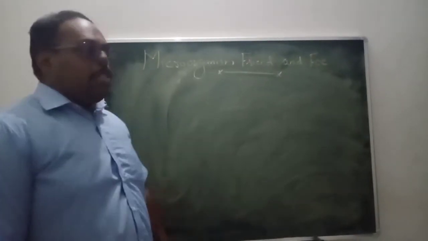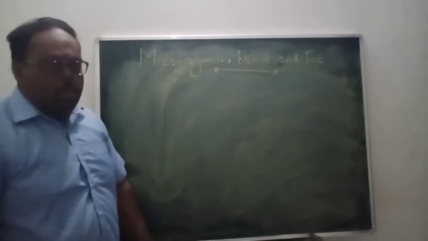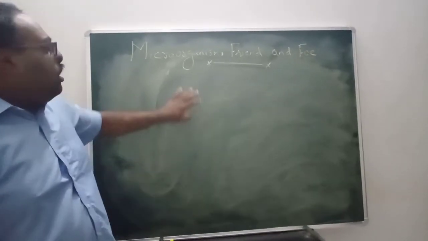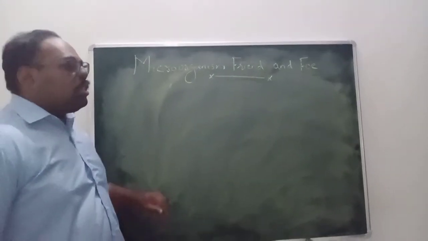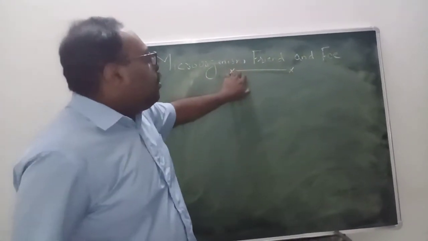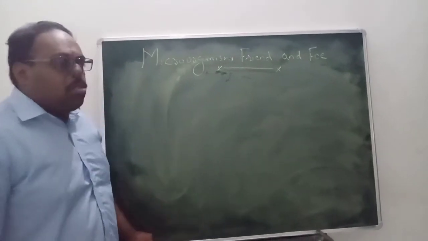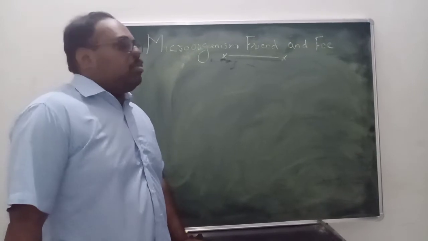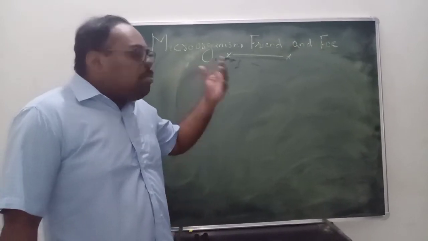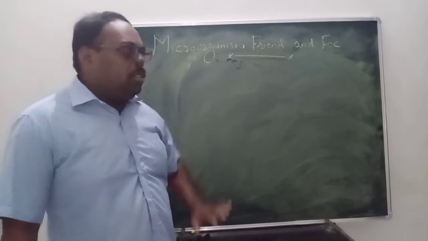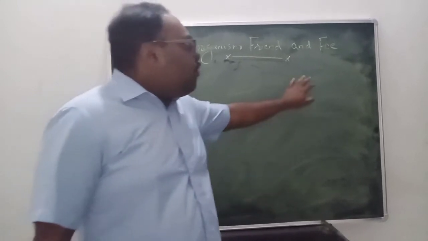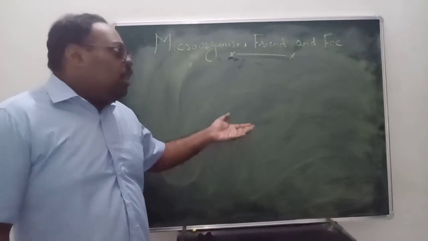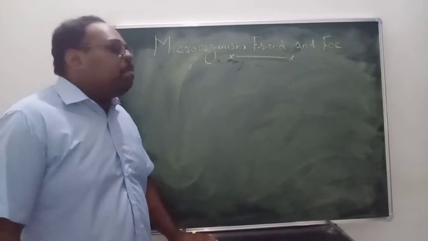Hi all. Today we are going to discuss chapter 2 of the 8th standard science textbook, that is, microorganisms: friend and foe. So here what we are discussing is what are microorganisms. Some of the microorganisms are friends to us, some of them are foes to us. That means they do some bad things to us. We can call them enemies, like that we can say.